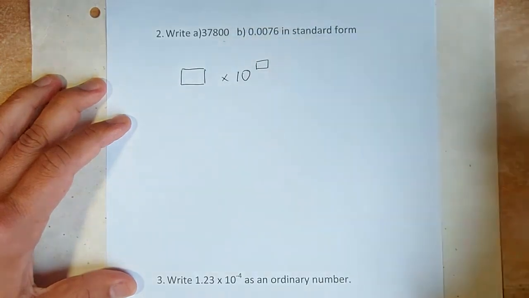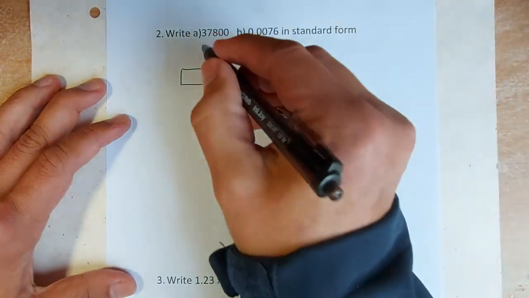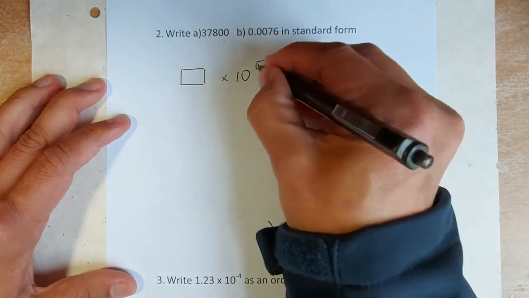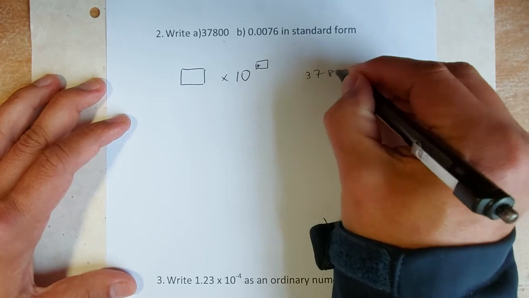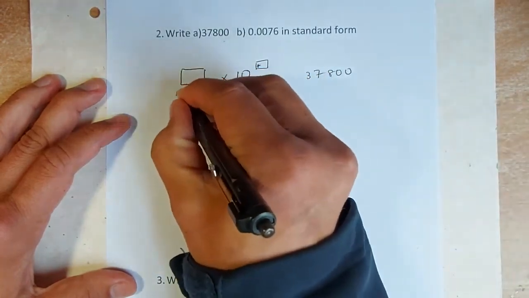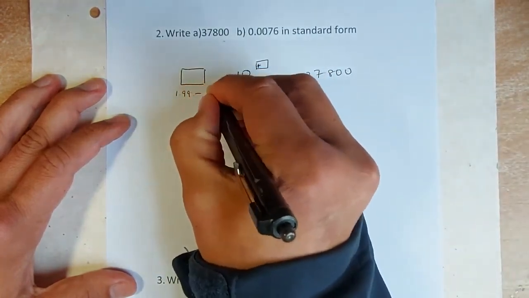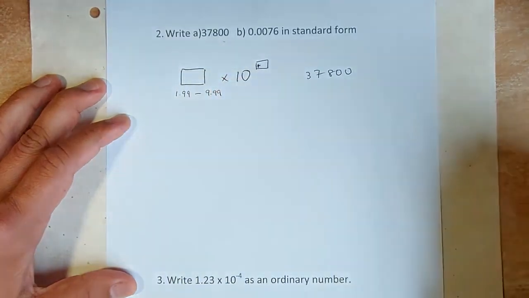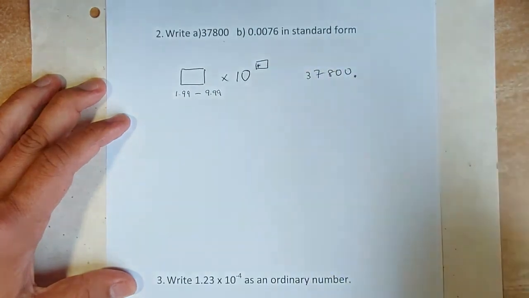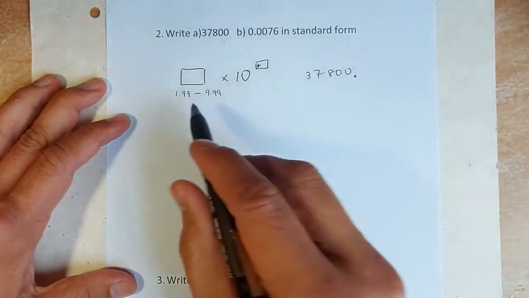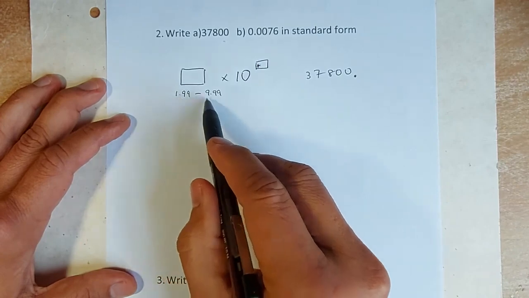So we shall do the first one, 37,800. It's a big number, more than 1, so it's going to be a positive power. The first number has to be between 1 point something to 9 point something, a single digit number with 2 decimal places. So you need to move the decimal point so that it's between 1.00 and 9.99.